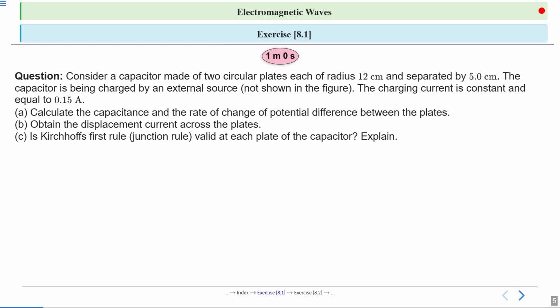Part B is to obtain the displacement current across the plates. And part C: is Kirchhoff's first rule, that is the junction rule, valid at each plate of the capacitor? Explain. I will give you some time to think about it.